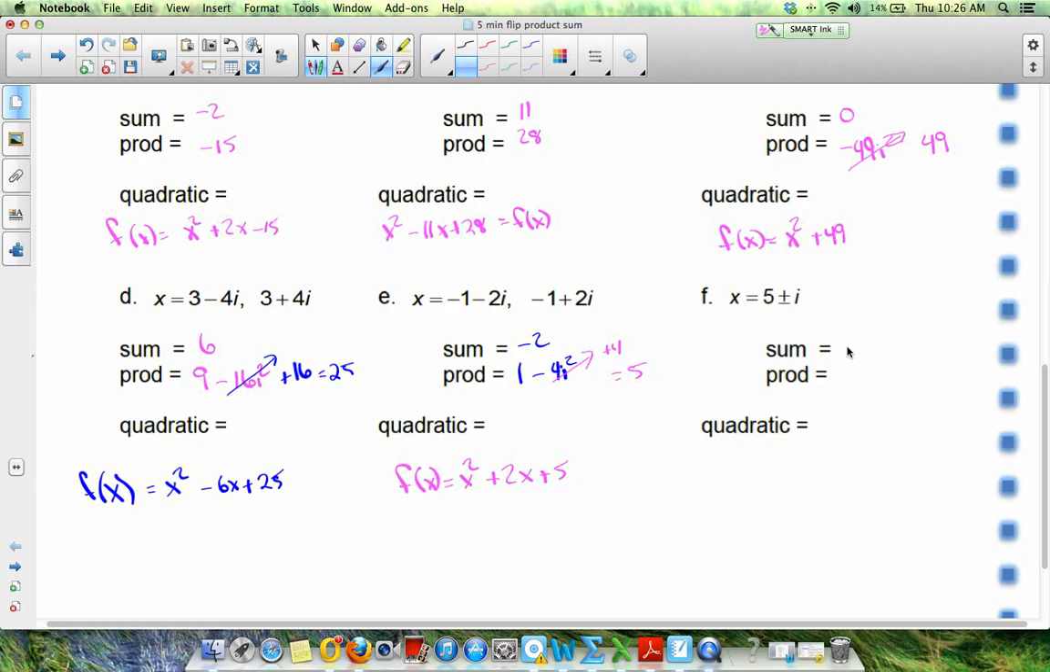Last one, do the sum. Well, my i's cancel, so my sum is going to be 10. My product is going to be 25. Then my positive 5i and negative 5i cancel, minus i squared. That i squared has to turn into a positive, so that's going to become plus 1. So that becomes 26. So I'm going to write my quadratic f of x equals x squared minus 10x plus 26.